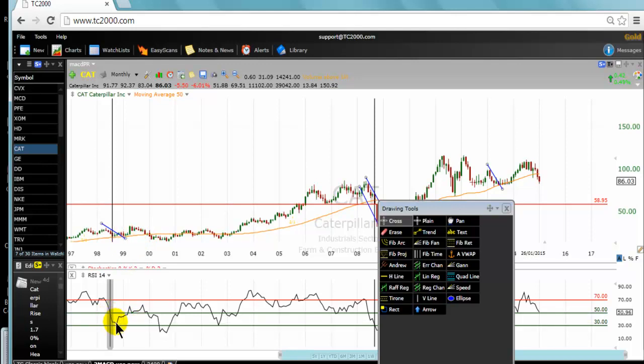You see here, this is divergence. RSI dipped below zero, below 50, but the price stayed above the moving average 50. It's bullish. It's a bullish setup. Trend line is broken. We buy. We are not trading the price.